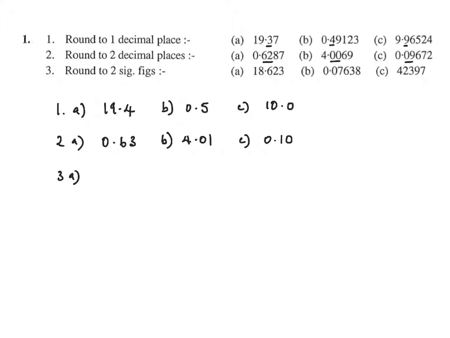Question 3, significant figures. 2 significant figures. I've underlined the first 2 significant figures. The 623 will round up, and the 18 will become a 19. Remember, we can't have 19.0 because 0 at the end of a number with a decimal point is significant.